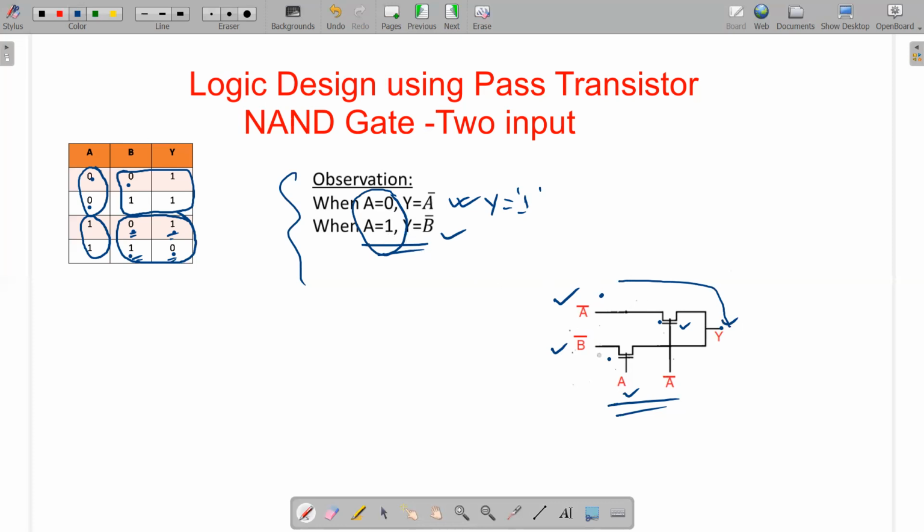Similarly, when A is 1, this transistor will be on and this one will be off, because A bar is 0, and the output will be B bar, because Y equals B bar, which we derive from this truth table. So this is the working mechanism of a NAND gate, and similarly you can implement any two variable Boolean expression using the same structure, only those signals will change.